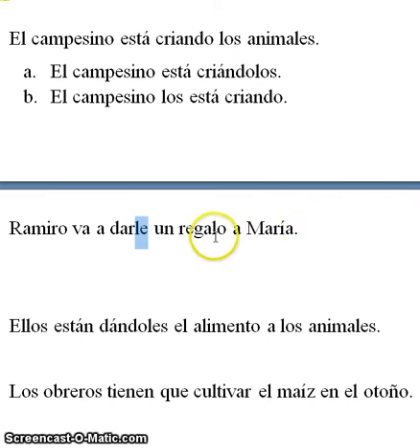So let's rewrite the sentence. Ramiro is going to give a gift to Maria. What's he going to give? A gift. That's your direct object. So you need to replace it using a pronoun. Lo, la, los, or las. Which one would you use? Right, we would want to go with lo.